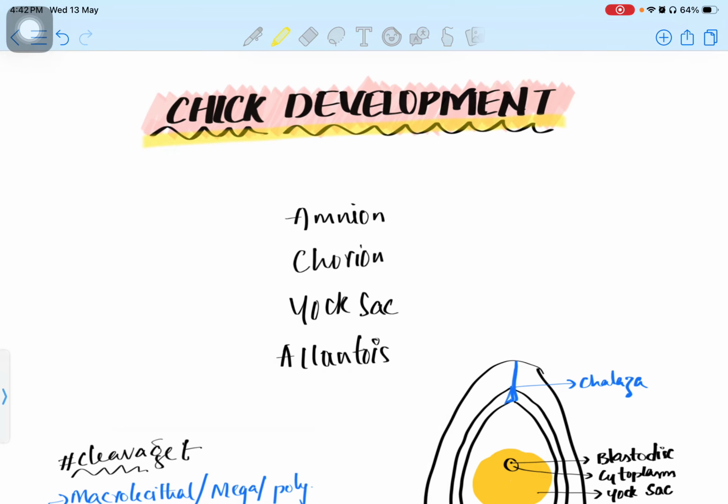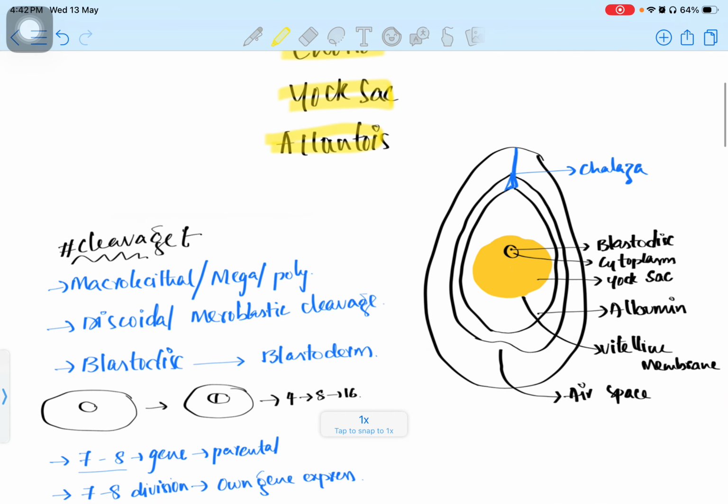Let's try to understand chick development. Before going into the depth, you need to know some terms. Amnion provides protection to the chick, and chorion is important for the exchange of gaseous material. Yolk sac provides nutrition, and allantois removes all the waste products from the chick. Okay, this is what is present in the chick.